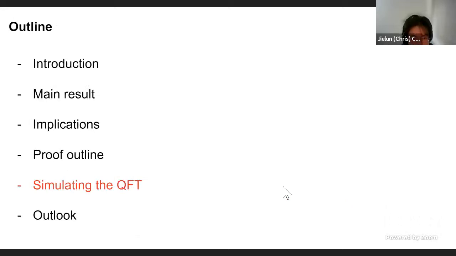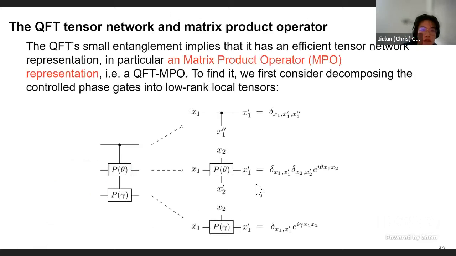Okay, and lastly, I will talk about some work on doing the simulations of the quantum Fourier transform. The quantum Fourier transform has small entanglement, which implies that it has an efficient tensor network representation, in particular, a matrix product operator representation. To find it, we will first consider decomposing the controlled phase gate into some low-rank local tensors.